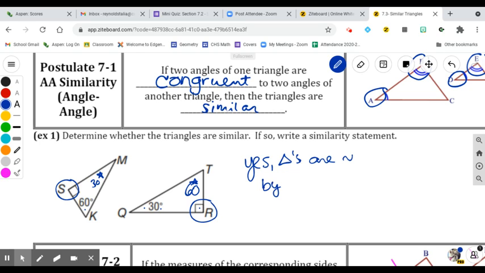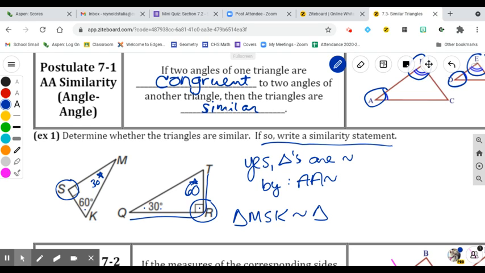And we say it's by angle, angle similarity. It also asks us to write a similarity statement. So remember, for similarity statements, you pick the order for the first one. So I'm going to say MSK is similar to QRT would be the matching order. Okay, so that's angle, angle similarity.